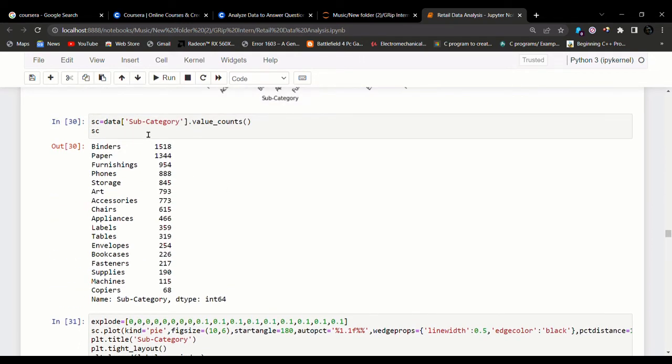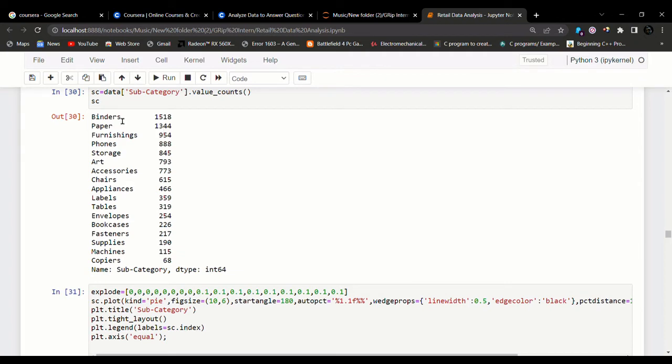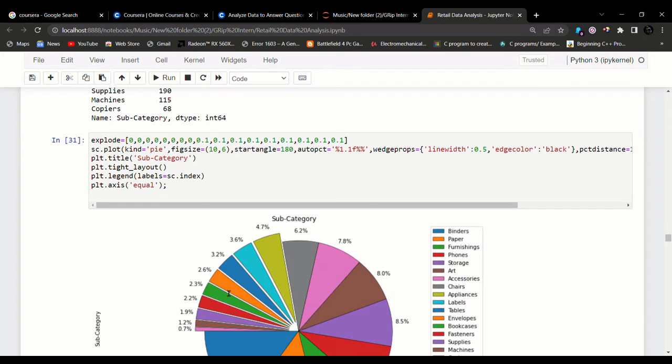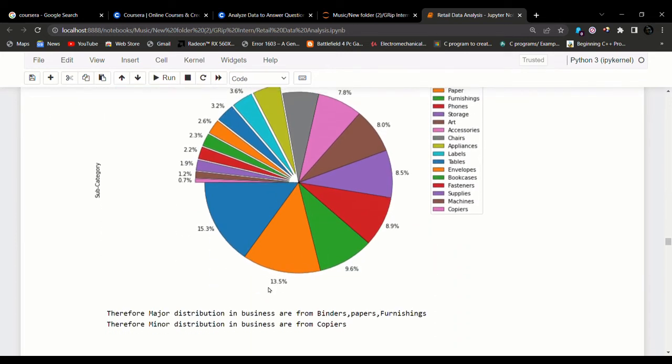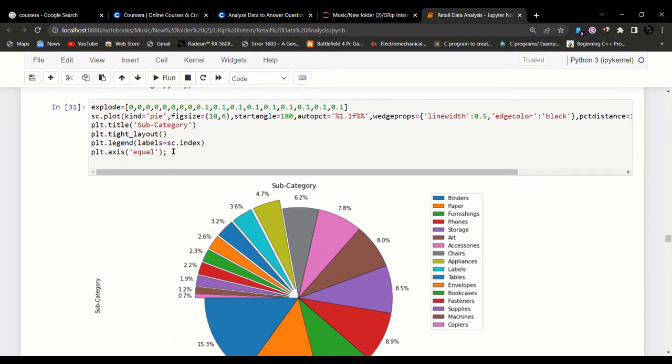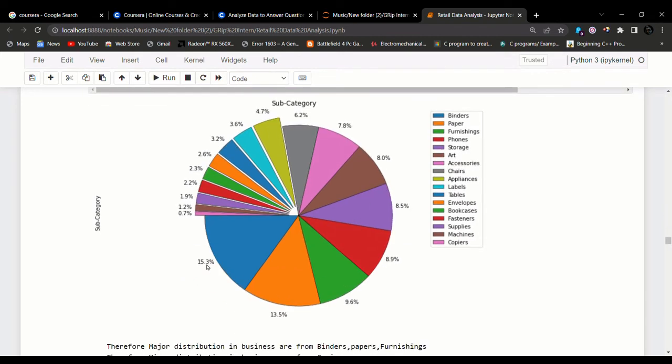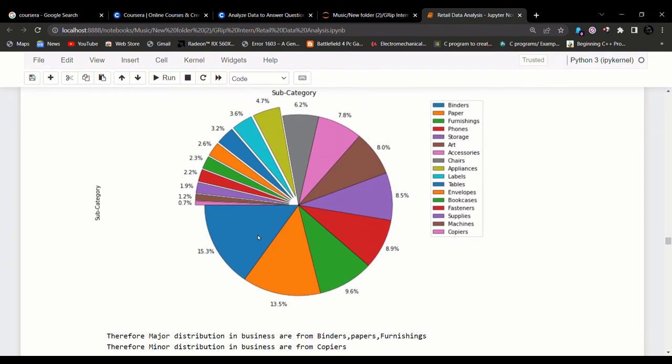And here you can see subcategories, unique entries, total buyers, and the same is displayed in the pie chart. By observing the pie chart, we have concluded that the major distribution business is from binders, papers, and furnishings. That is, most sales are from binders, papers, and furnishings, and the minor distribution business is from copiers. That is, the least buyers are from copiers.